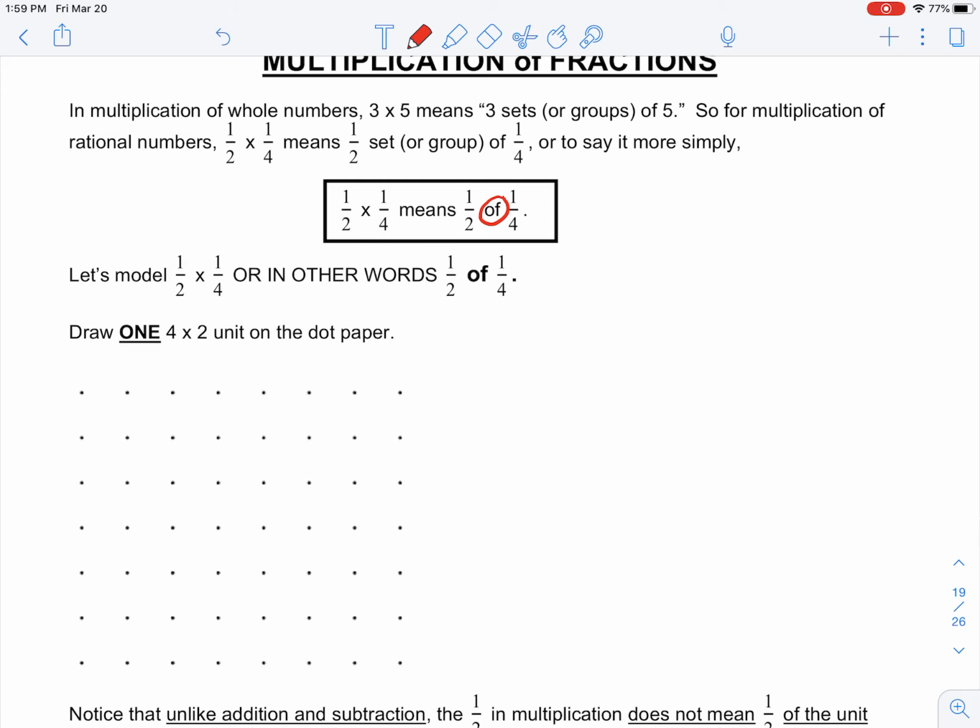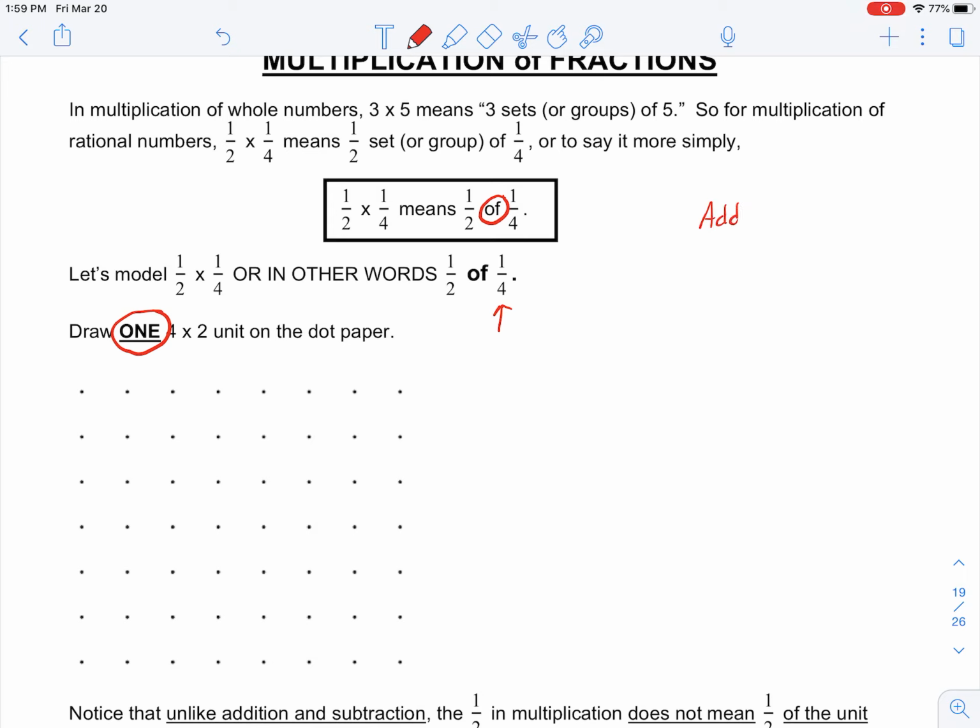So when I'm looking to draw 1/2 of 1/4, I need to focus first on drawing the 1/4. This time I only need 1 unit to show the multiplication. So for addition, I use 3 units to illustrate that. For subtraction, I use 2 units. I model both of the fractions and then I cross off some on the first unit. For multiplication, I only use 1 unit because I'm finding one fractional part of another fractional part.